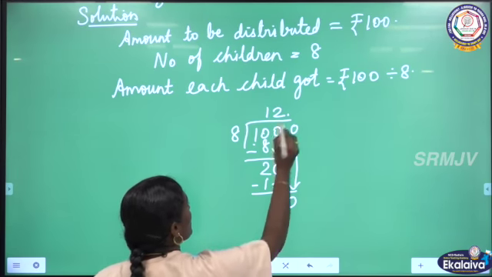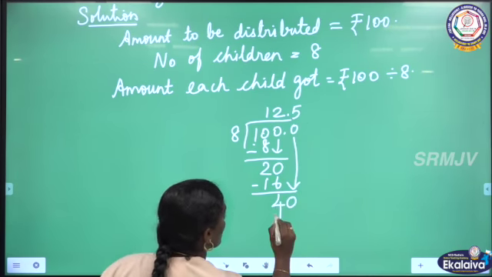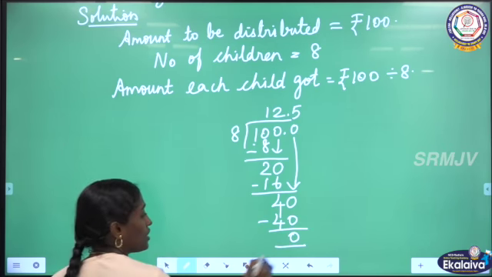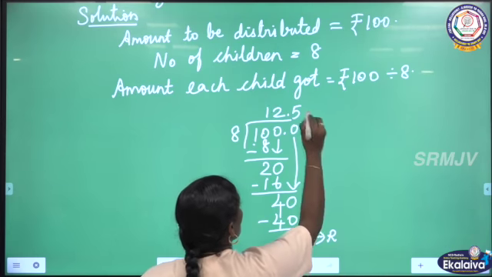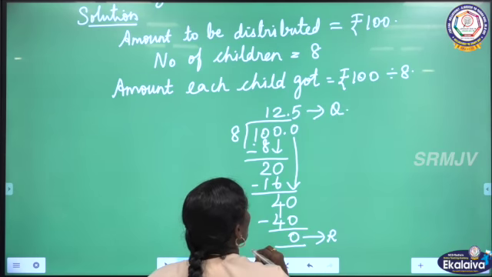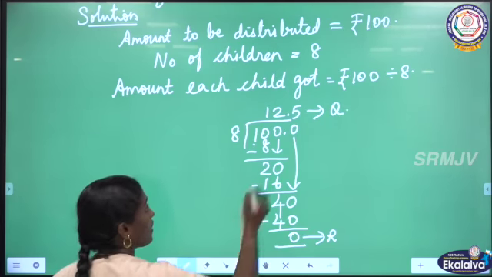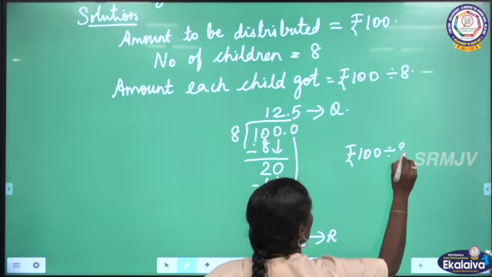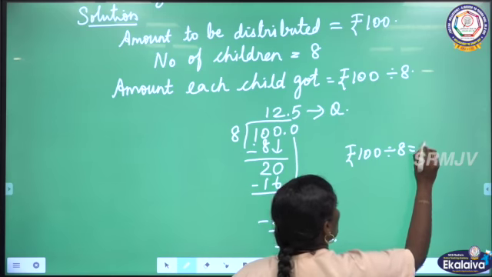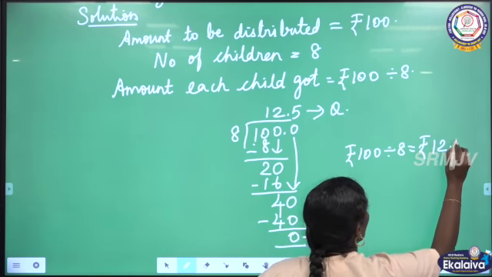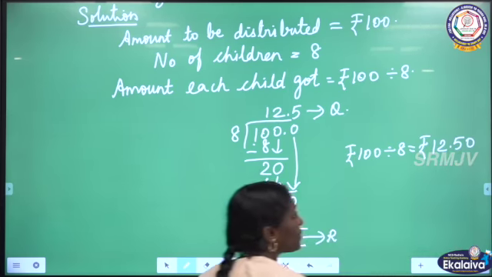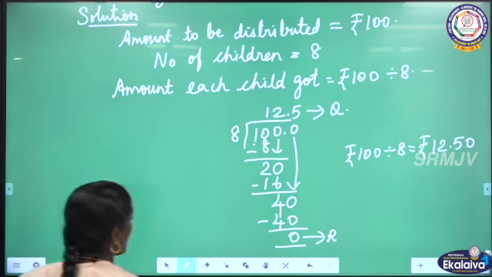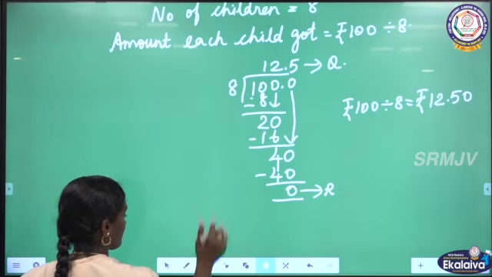Now it's 40. In 40, 5 times 8 is there. Now we have to subtract, 0. Now we got the answer. Remainder 0. So quotient is 12.5. While writing in rupees we have to write as 12.50, 12 rupees 50 paise. Normally we will write 2 digits in decimal place. So this is the amount each child got.